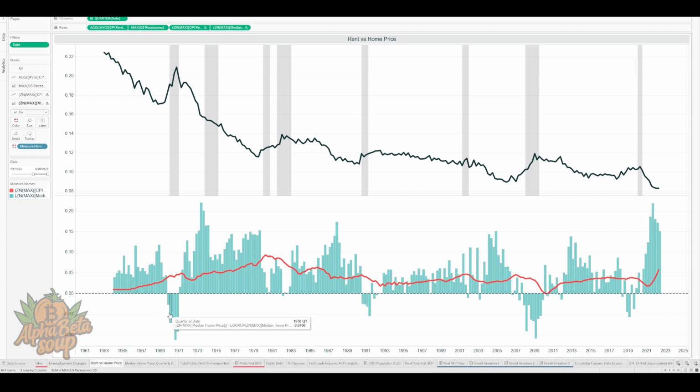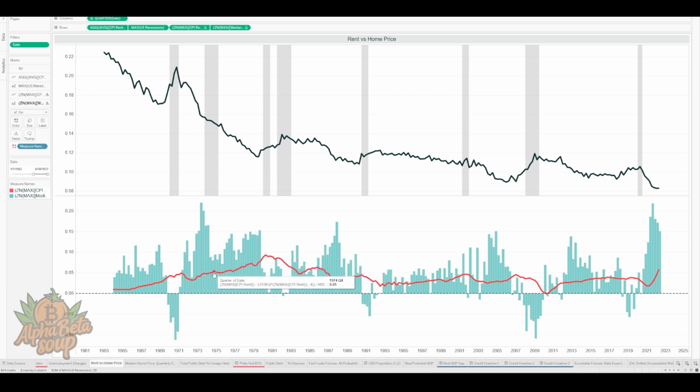Now, you can see sometimes the median home price does fall year over year. We have these pockets here in around 1970. Here around 1990, obviously the great financial crisis, and in 2019 we had some depreciation in values. But broadly, they also rise. The more they rise year over year, the more it pushes up rental prices.